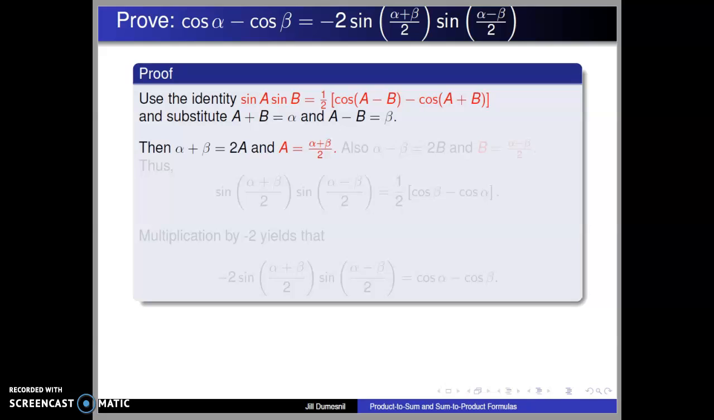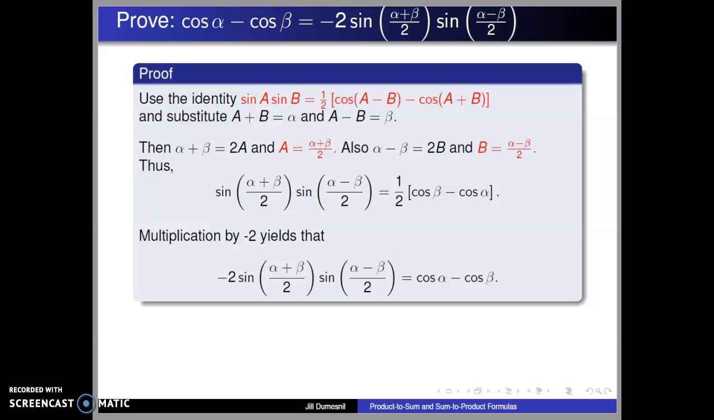Then alpha plus beta is 2A, and A is alpha plus beta over 2. Similarly, alpha minus beta equals 2B, and B is alpha minus beta over 2. Thus, sine of A times sine of B is sine of alpha plus beta over 2 times sine of alpha minus beta over 2, and that equals 1/2 the difference of cosine beta and cosine alpha.